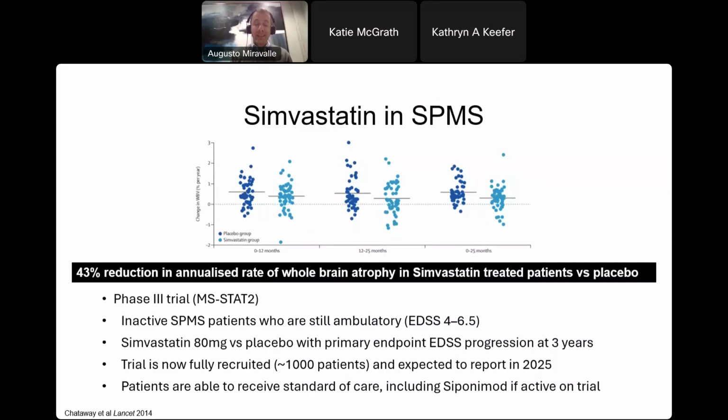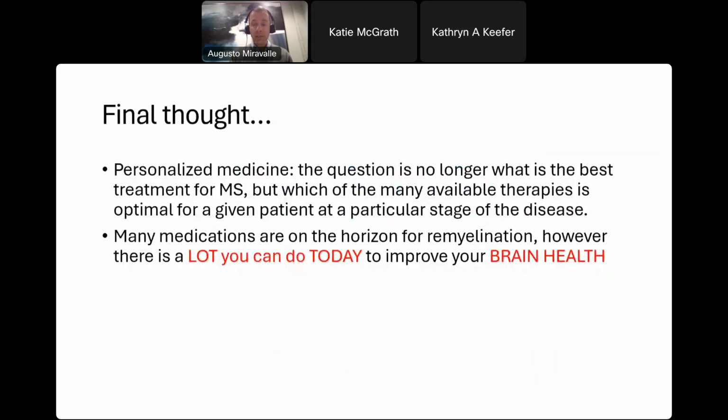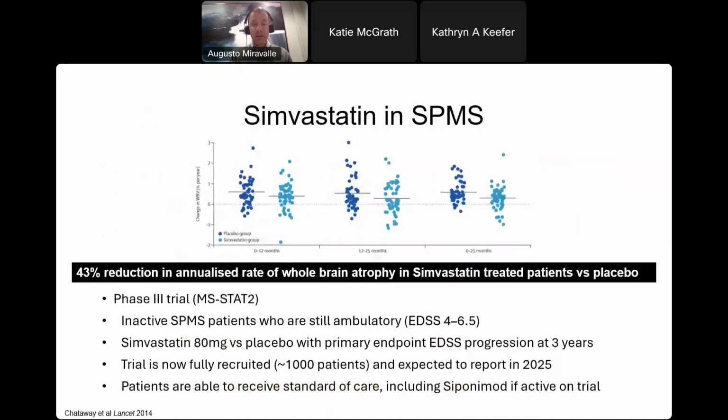So it's a little bit of a confusing study because patients were also allowed to continue on their disease-modifying therapy. So simvastatin was not the only intervention used, so there might be a little bit of a confounder, but more data hopefully will be released in 2025, which is when we expect that the study will give us all the data from all these patients.